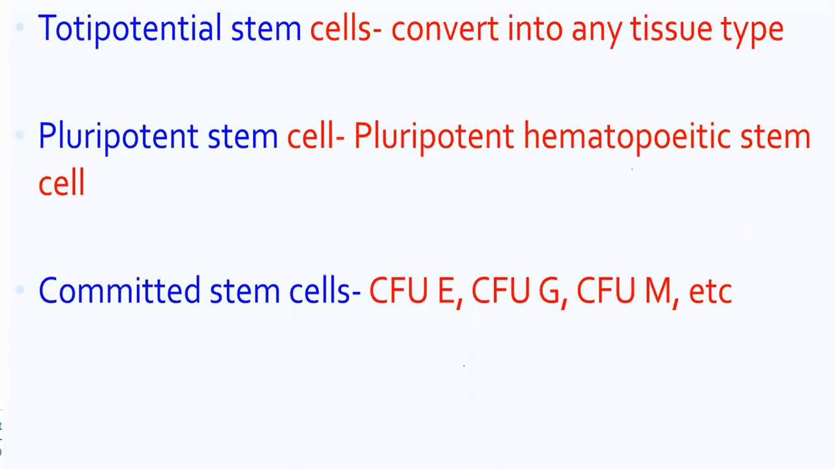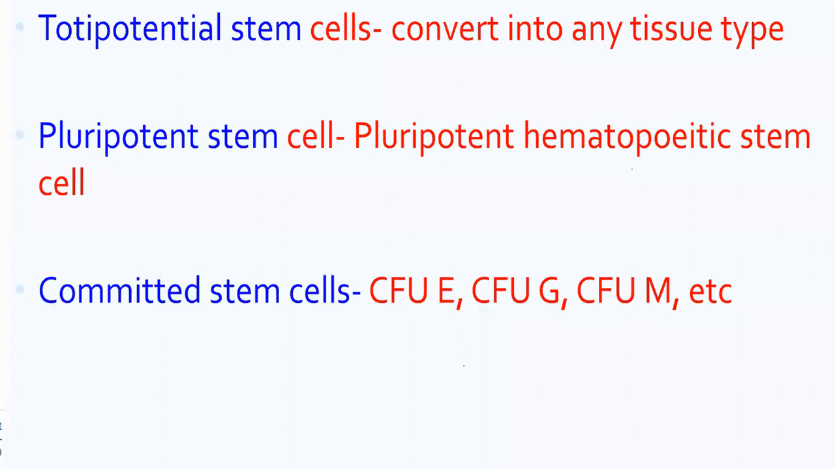Then you have the pluripotent stem cell. The pluripotent stem cells are the ones that will become committed cells in the hematopoietic pathway that we just saw. Then later on, they can become committed cells. Examples of these committed cells include colony-forming unit erythrocytes, colony-forming unit granulocytes, and colony-forming unit macrophages, just like that, depending on how these committed cells are stimulated to become other cells.